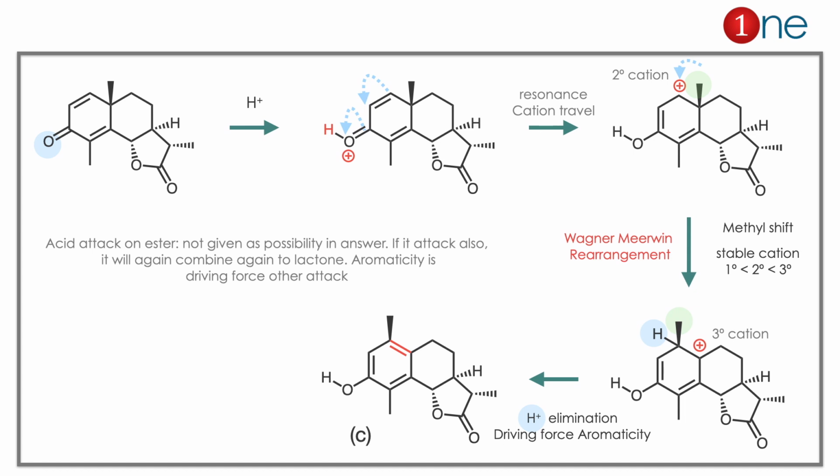With the tertiary cation, there is a possibility of aromaticity. So the hydrogen eliminates and you have aromaticity there. The pure driving force for hydrogen elimination is aromaticity. So the answer is clearly C. Here the methyl group is shifted and aromaticity is established by mere H+ attack.